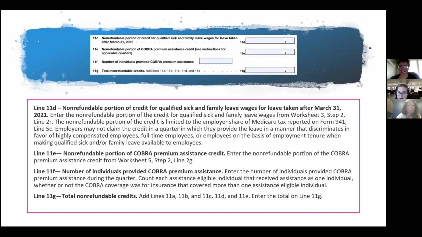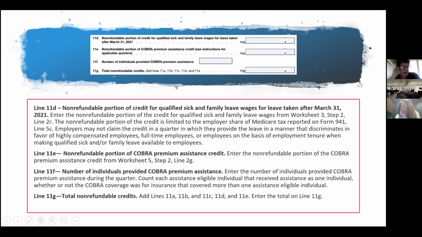So line 11D is for the qualified sick and family medical leave wages after March 31st, instead of the other ones, which were for before April 1st. This one is after March 31st. And you get this off of worksheet 3. Notice you get this off of worksheet 3, not worksheet 1.